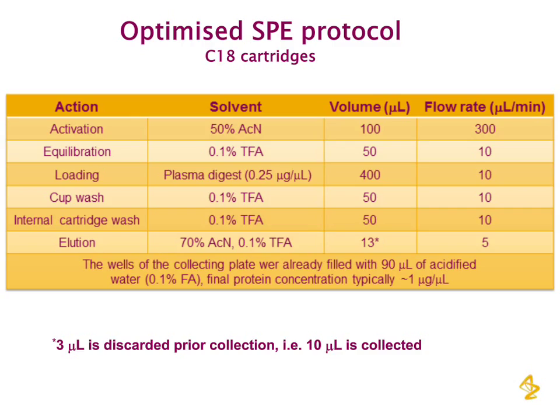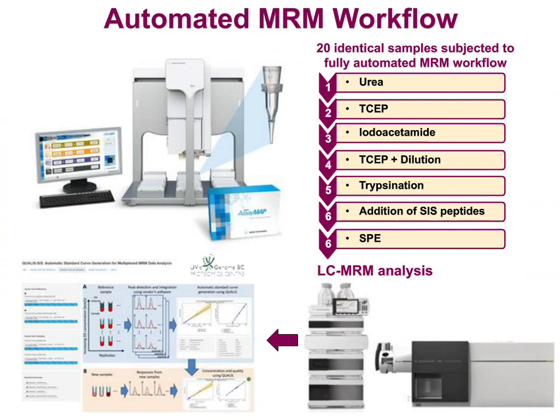Finally, worth mentioning again, the small elution volume provided by the AssayMap enables you to dilute the effluent tenfold, thereby permitting a direct injection of the effluent onto the reverse phase liquid chromatography system, circumventing the subsequent speed vacuum or lyophilization step. This slide provides you with the overall picture of the automated MRM workflow using the AssayMap platform.